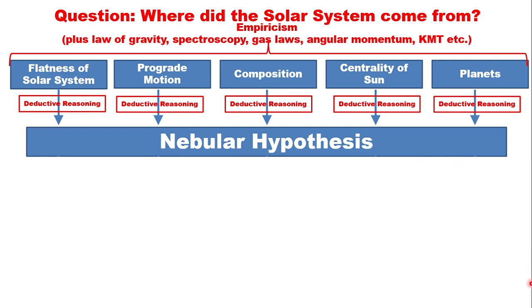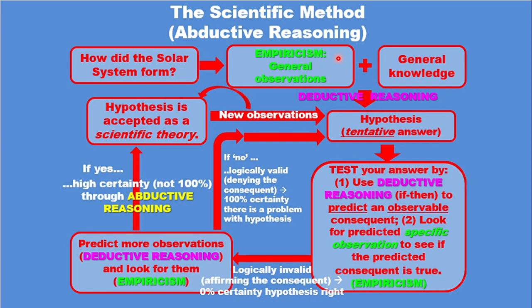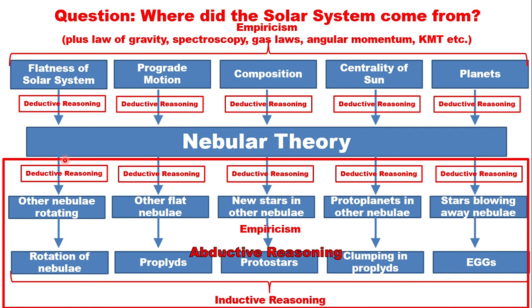the nebular hypothesis. So that took us through the scientific method up to this point, but remember that a hypothesis then needs to be tested using deductive reasoning to make an observable prediction, and then empiricism to actually see if you can actually see that predicted observation. And we saw that with a number of predictions and successful observations for nebular hypothesis, and that is why we say that nebular hypothesis can now be referred to as nebular theory.